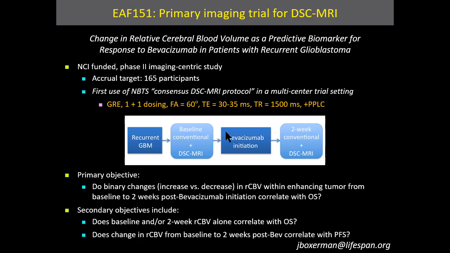I also want to mention an ECOG-ACRIN trial that is ongoing. This is EAF151. It's a primary imaging trial for DSC entitled Change in Relative Cerebral Blood Volume as a Predictive Biomarker for Response to Bevacizumab in Patients with Recurrent Glioblastoma. This is also NCI funded, and it's really the first use of an NBTS consensus DSC protocol in a multi-center trial setting. Here we're using the double dose scheme, in this case with an intermediate flip angle, evaluating the utility of DSC-MRI for predicting outcome in patients on bevacizumab with recurrent GBM. The primary objective is to determine whether binary changes in CBV within enhancing tumor from baseline to just 2 weeks after starting bevacizumab correlate with survival. It's studies like these, I think, that are important for demonstrating the validity of our imaging markers in the clinical setting.